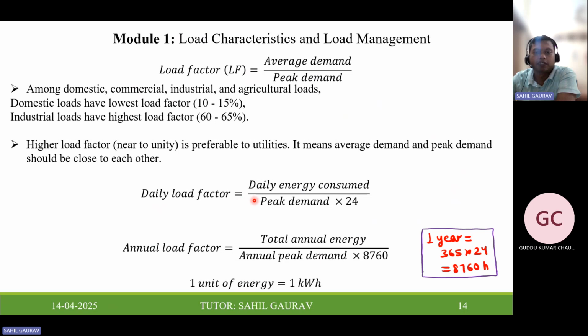Daily load factor is the ratio of daily energy consumed to peak demand times 24. So here, if the daily or annual load factor comes, then the ratio comes in the form of energy, while the simple load factor is defined in terms of power, and 1 unit of energy is equal to 1 kilowatt hour.